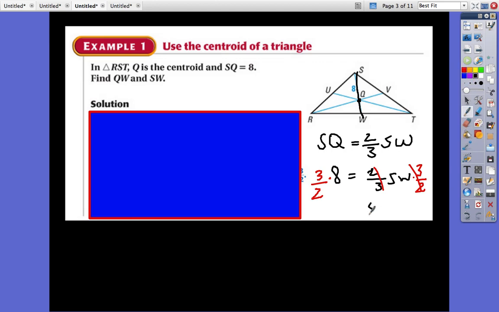So now we have SW equal to, we can put this whole number over 1, 8 times 3 is 24/2. And 24/2 is just 12. So SW is 12. Awesome, we got SW.